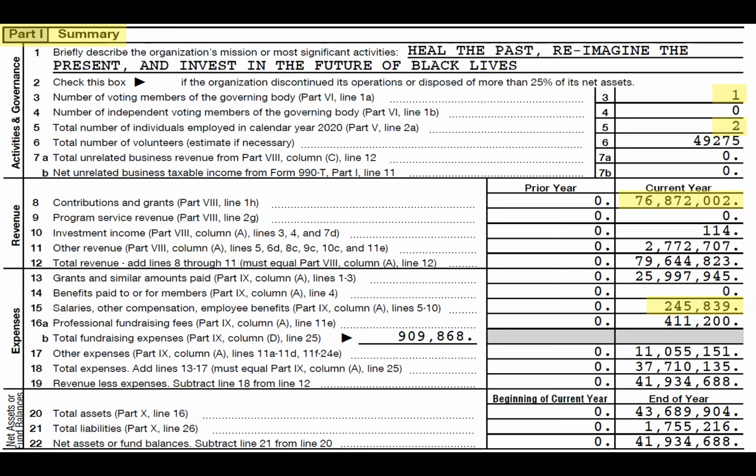So these are the red flags that I've identified in Part 1, which is the summary section of the Form 990 information return.